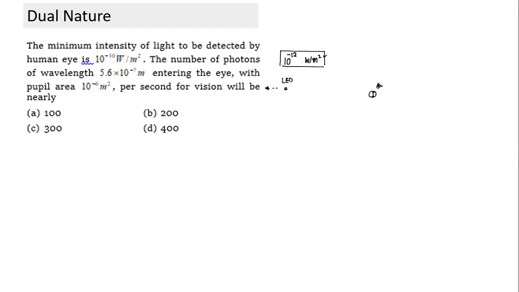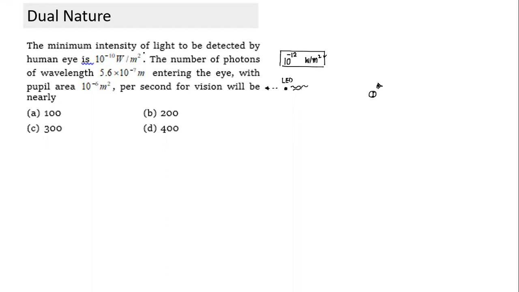That's why any light kept at a large distance, we are not able to see. Because intensity drops. Or, another way of saying, if an LED bulb is emitting photons, the number of photons entering our eye per unit time will drop to a very small number. That's what the question is.